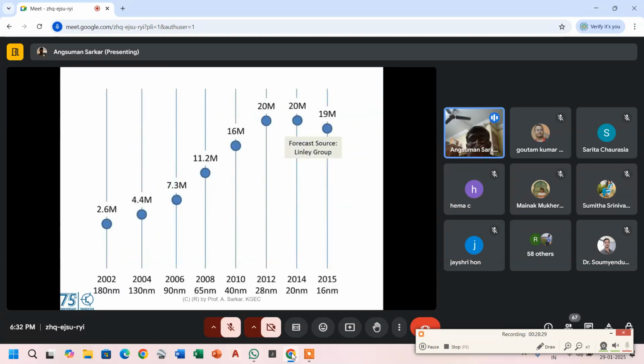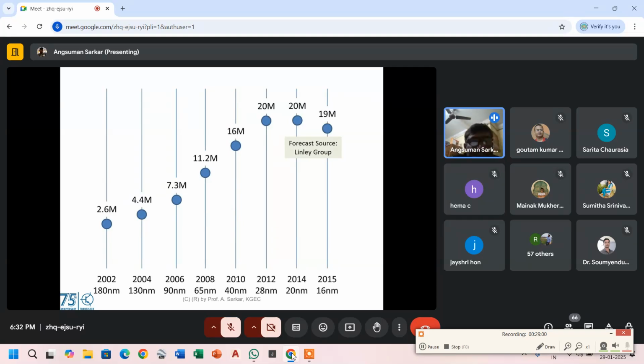And the technology used so far, from 2002, we have discussed in these slides. In 2002, the number of transistors is 2.6 million, and the technology node used is 180 nanometer. See, in 2004, as compared to 2002, the number of transistors almost doubled. It is 4.4 million. Instead of 2.6, the double is actually 5.2, but it is 4.4. We can consider it as a double. The technology node is 130 nanometer.